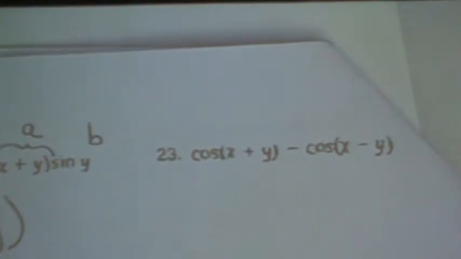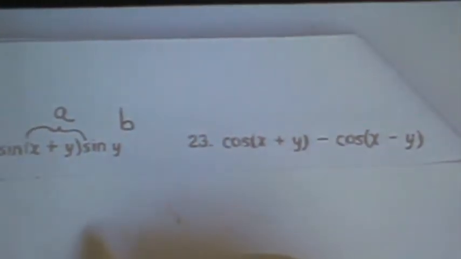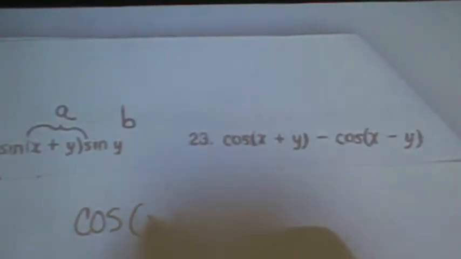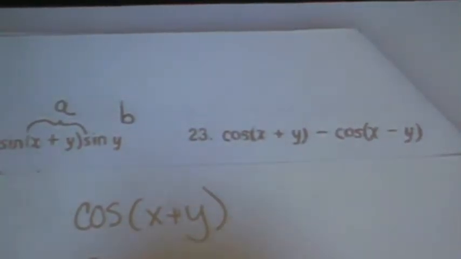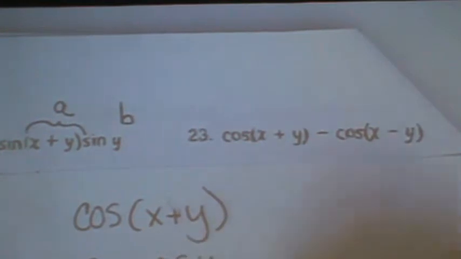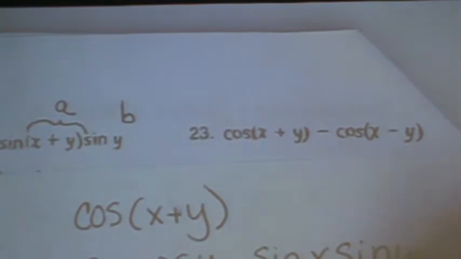Number 23 ends up, you have to simplify this side, and then you're going to subtract that side. So I'm going to use another sheet of paper because I really don't have a lot of room there. How are you going to expand cosine of x plus y? So cosine of x plus y would be the cosine of the first angle times the cosine of the second angle. Change the sign. Sine of the first angle, sine of the second angle.